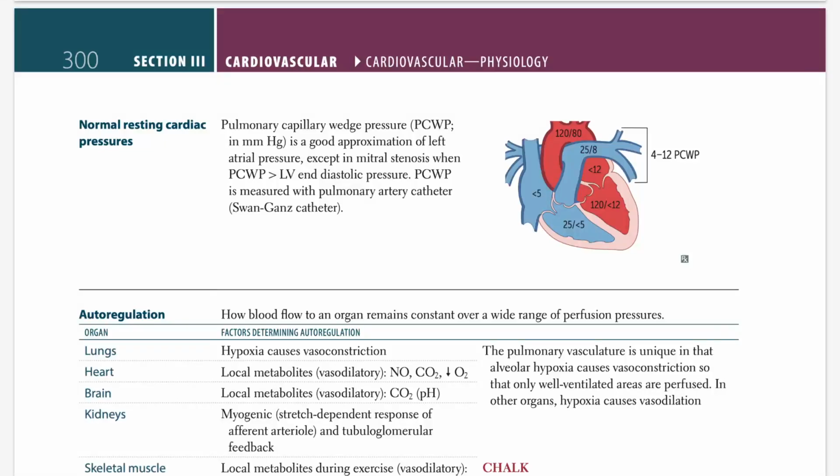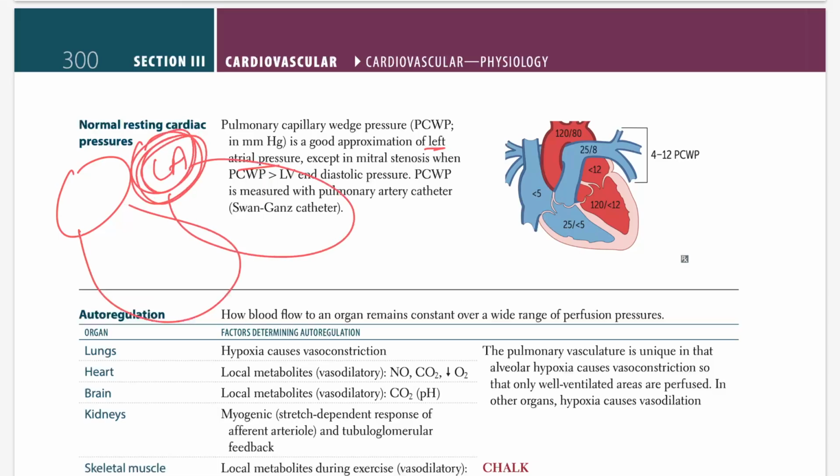Okay, let's talk about normal resting cardiac pressures. Pulmonary capillary wedge pressure, also known as PCWP, in mmHg is a good approximate of left atrial pressure. And the question is, why is that? Why do we, when we want to look at the left atrial pressure, let's just draw the heart. We want to look at left atrial pressure here.